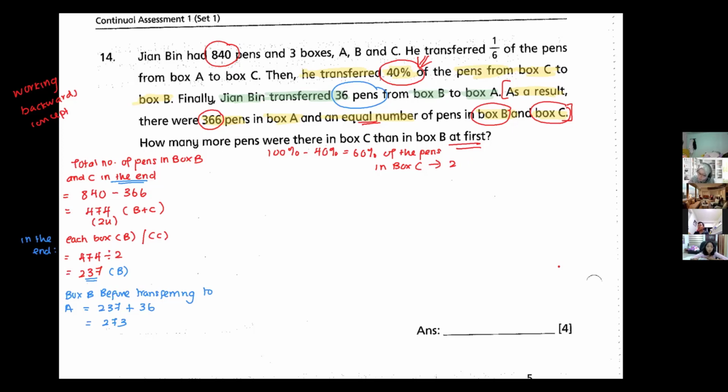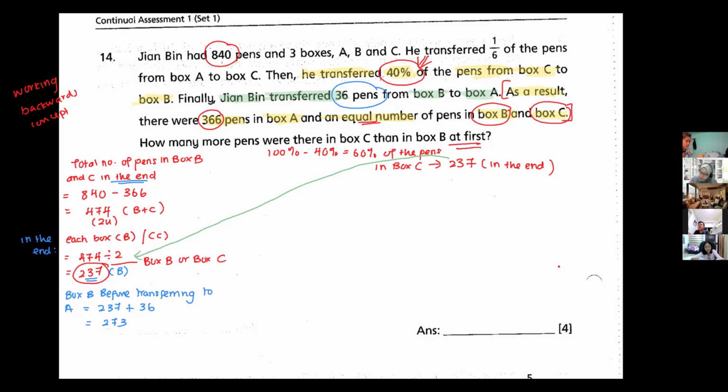Where do I get 237 from? Remember this one? This is for either box B or box C. In the end, what is left in box C is 237. This 237 comes from here, if you want to find out where I get it. Now, do I want to focus on box C? I don't. I want my box B. So let's move on with box B.